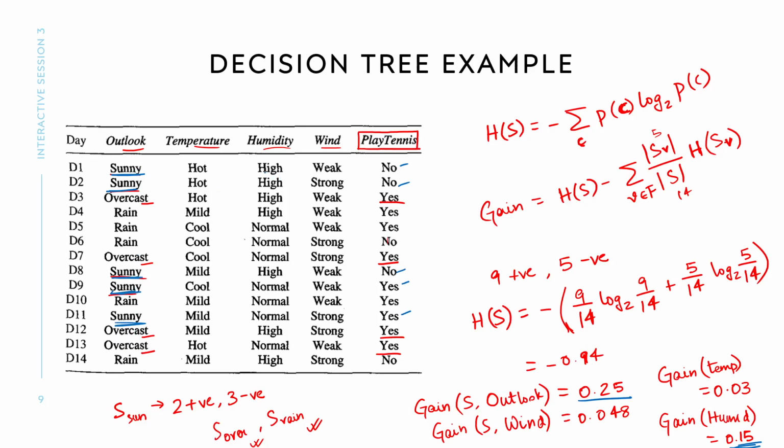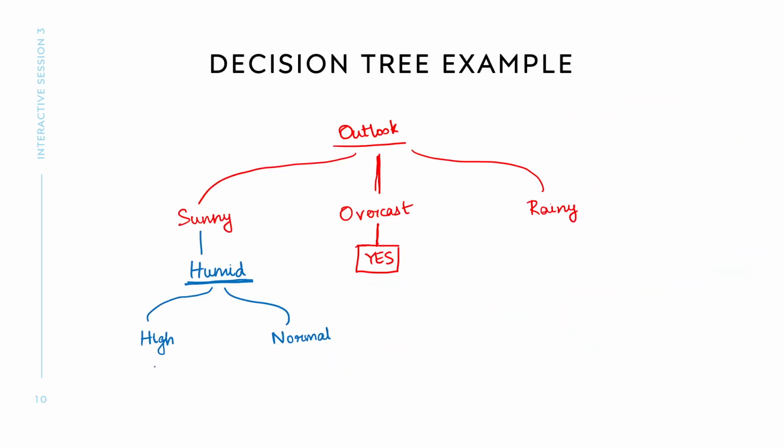So Sunny and high, play tennis is no. Sunny high, play tennis is no again. Here also Sunny and high, and play tennis is no. So for the second layer, when I check humidity, if I have high humidity, then the answer is always no, right? I have three cases with high humidity, all of them answered no. So this now becomes a leaf node with no.